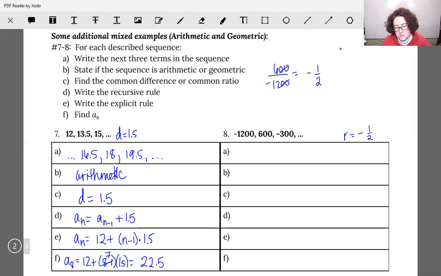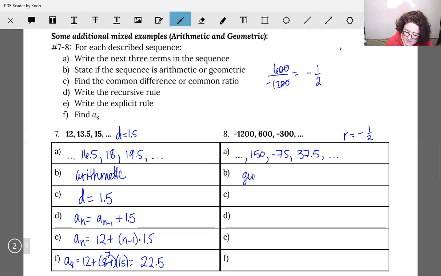To find the next terms, just keep multiplying by that. Negative 300 times negative 1/2 is positive 150, times another negative 1/2, negative 75, times another negative 1/2, positive 37.5. And the values keep flip-flopping back and forth between positive and negative.